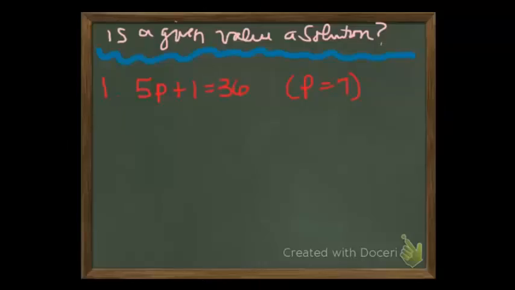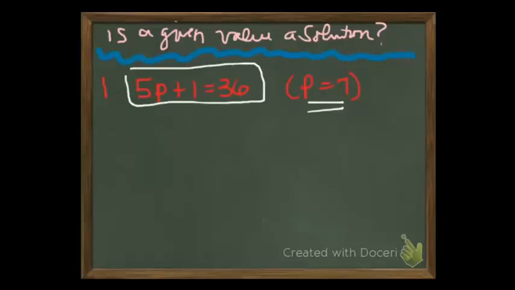So in my first example, I have 5p plus 1 equals 36. Again, 5p means 5 times p. And the value that I'm given is p equals 7. So the question is asking, if I substitute 7 for p, will this equation that I'm given be true or false? So let's find out.